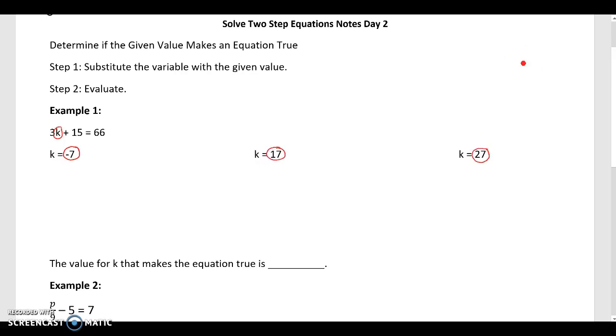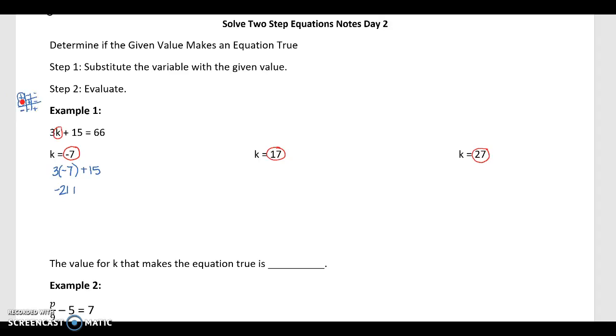So we have 3 times -7 plus 15. And we want to see if this makes it equal to 66. So 3 times -7, 3 times 7 is 21. Positive times a negative is a negative, right? We're going to use our tic-tac-toe. Plus, plus, plus, minus, minus, minus, minus, minus, minus. So I had a positive here times a negative, so my answer here is a negative.